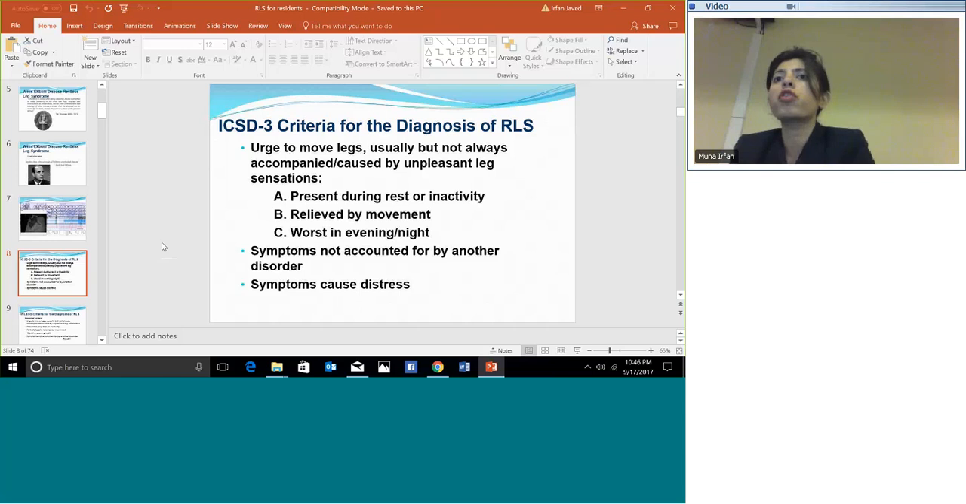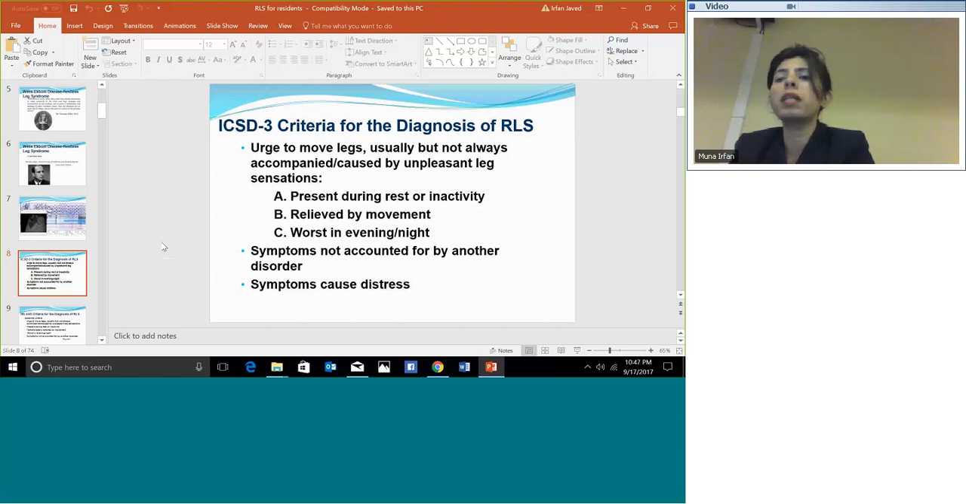So when we talk about how to diagnose restless leg symptoms, there are three major criteria. The International Classification of Sleep Disorders 3, ICSD-3, defines three major criteria. It has to have an urge to move the legs, which is typically accompanied by unpleasant, uncomfortable leg sensations. People can describe it in a number of ways: a creepy, crawly sensation in the legs, wanting to move, or however they describe it. But basically, the urge to move has to be a core element of it.